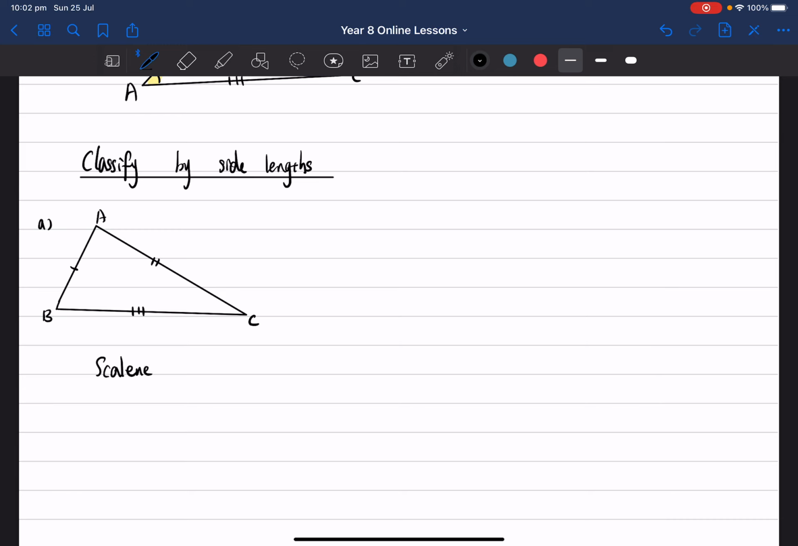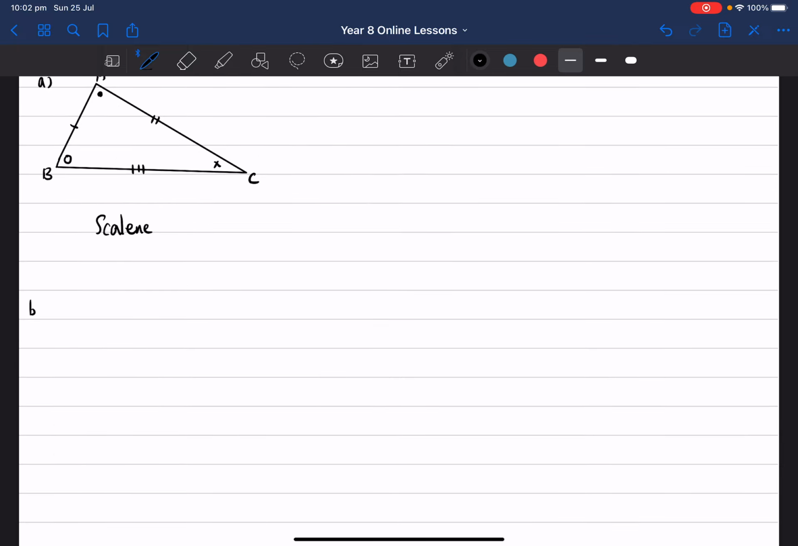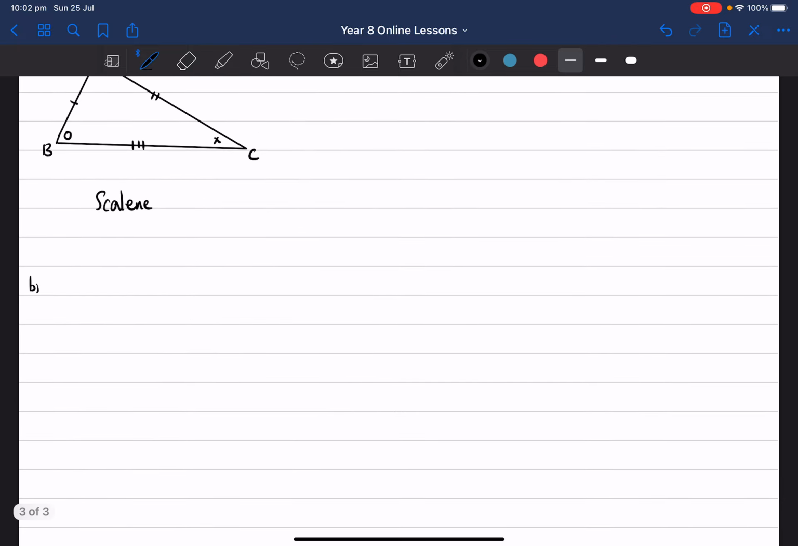Okay, the sides here, the angle here is different to the angle there, it's different to the angle here. So that's the first one. The second one is when we have a triangle that has two sides equal to each other. Only two sides. I'm pretty sure you already know the name of these triangles.